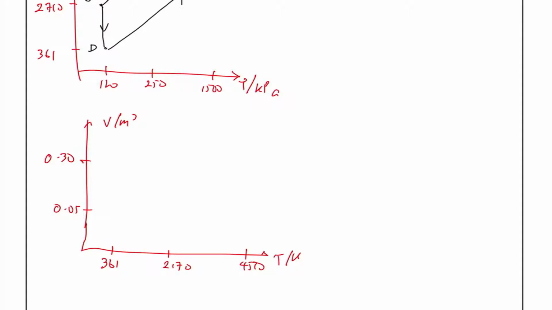Okay, so let's mark the points again. A is at 4510 Kelvin, but volume 0.05. So this is A. B is at the same temperature but higher volume. So this is B. Okay, C is at 2710 but at 0.30 meter cube. And D is over here. Okay, so same thing, join them up. And then complete this one. Okay, that's it. Quite straightforward for this one over here. Okay, so we're done with this question 7.